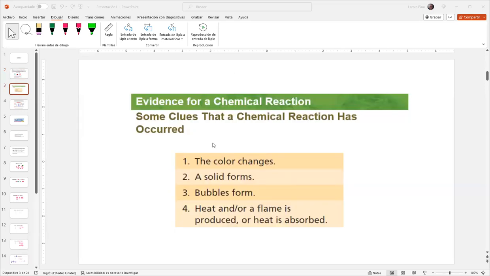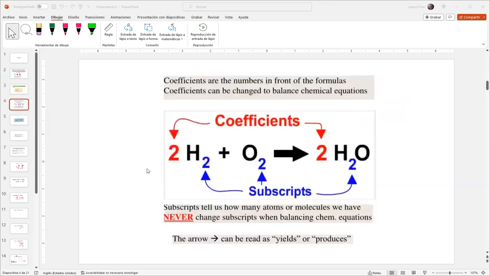How do you know that we are in the presence of a chemical reaction? Well, if there is a change in color, if a solid forms, if bubbles form, if heat, flame, or light are produced, or heat is absorbed. All these are evidence that a chemical reaction is taking place.